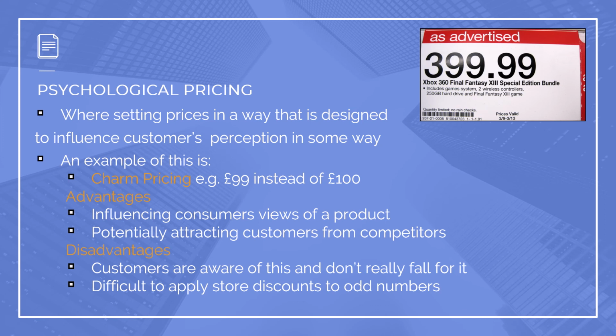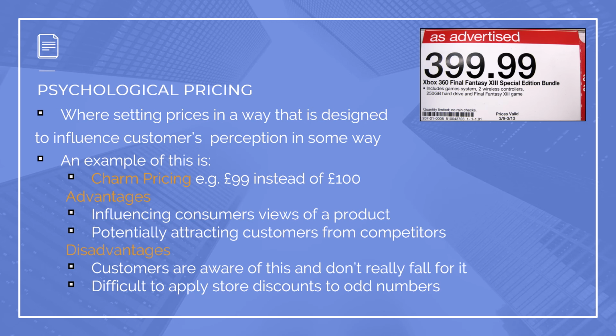Psychological pricing. Best example is shown in the picture, $399.99. That's the easiest way of remembering it. It's when you apply some sort of psychological approach to the price. So it's designed to make it look like it's cheaper than it actually is. So psychological pricing is where setting prices in a way that is designed to influence customers' perception in some way. So in this example, it's trying to influence the customer to think that it's cheaper, trying to show that it's less than £400 when really it's only 1 pence cheaper.